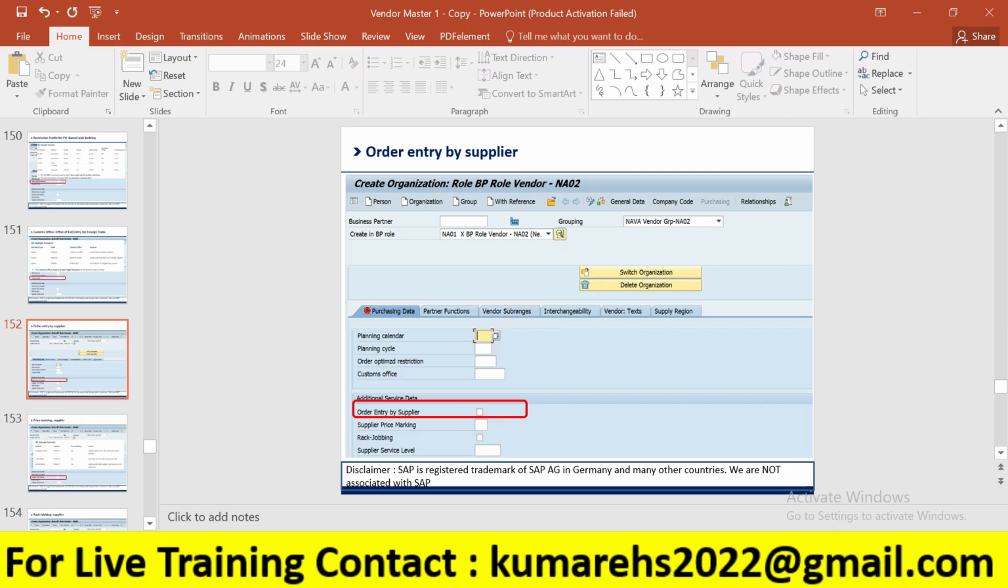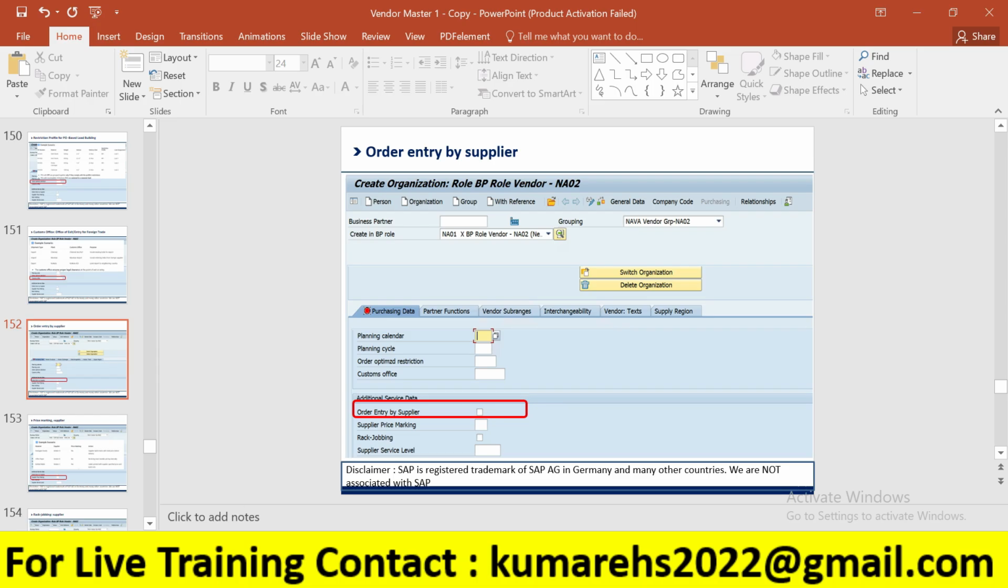Stage number 3, how it works in SAP. Step number 1, indicator assignment. Under the vendor master purchasing data, the order entry by supplier flag may also be configured in the purchasing info record or supplier portal settings. Step number 2, supplier access for order entry.